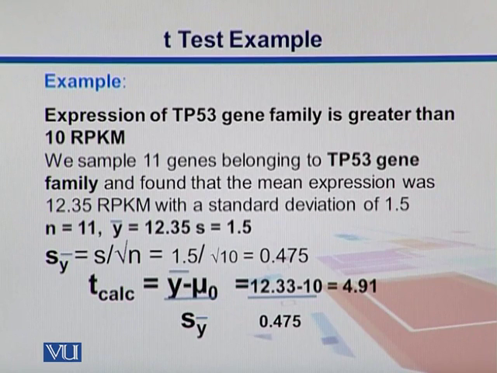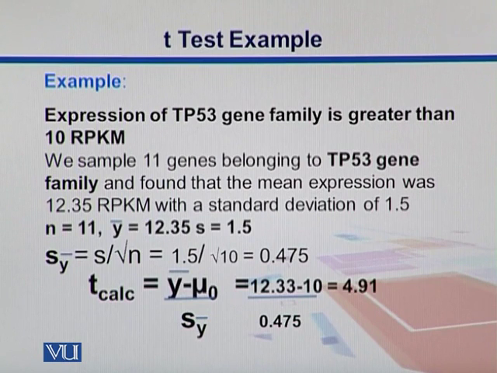The calculation for t is given as y bar minus mu naught divided by s y bar. We call it t calculated. That is the t calculated for this given sample mean. Here it is 12.35. When we plug into that equation, we come up with the t calculated as 4.91. So on a t scale, the number we get is 4.91 for this sample mean, which was actually 12.35.